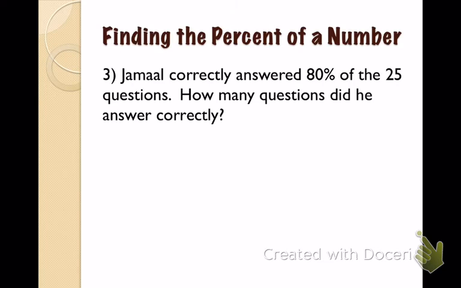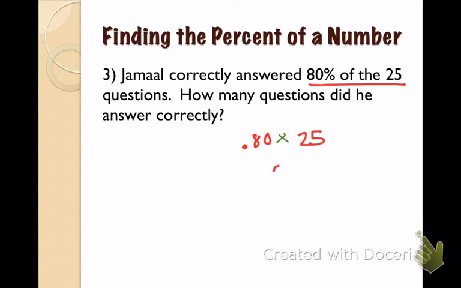And we have Jamal correctly answered 80% of the 25 questions. How many questions did he answer correctly? So again, the most important part is 80% of the 25 questions. So that's going to be 0.80 times the 25 questions. So we want the fraction 0.80, or 80 out of 100, of 25 questions. So we're going to multiply 0.80 or 0.8, same thing, times 25.